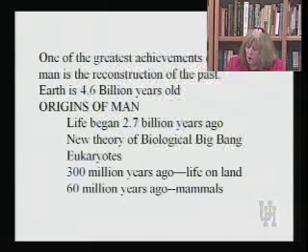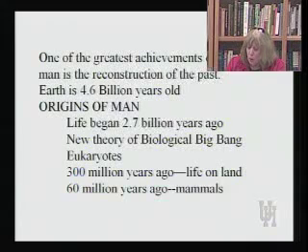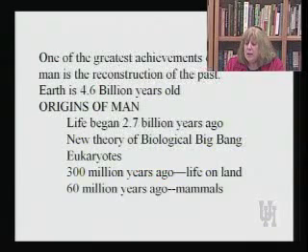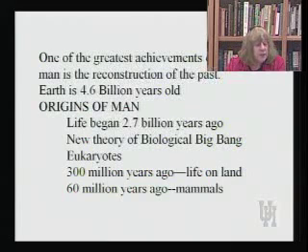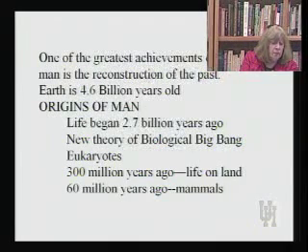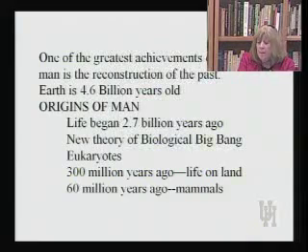Organic matter had a hierarchical evolution from microorganisms to primitive plants to invertebrates to vertebrates. 300 million years ago, this became life on land, and it progressed from amphibians to reptiles to birds to mammals. For 60 million years, the mammals have been dominant. There's a new theory of the biological Big Bang that it happened in one big evolution. 60 million years ago, mammals became dominant on the earth.